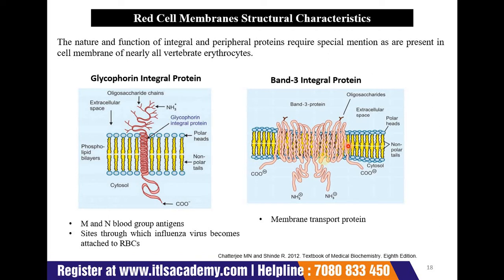Both the C and N terminals are on the cytosolic side of the membrane, and the N-terminal residues extend into the cytosol and interact with components of the cytoskeleton. They play a very important role in the function of red blood cells.